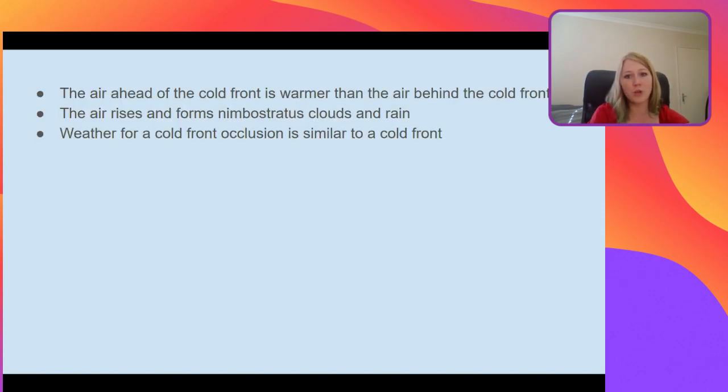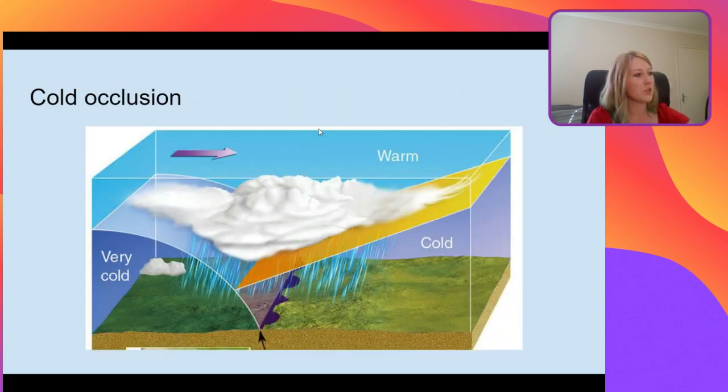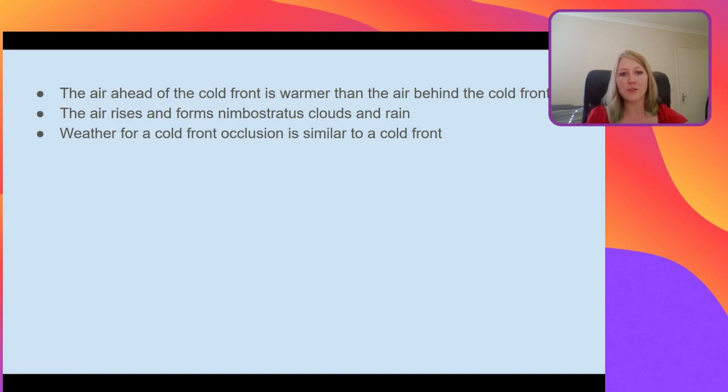Then by my cold occlusion, the air in front of the cold front is warmer than behind the cold front. If I take it back here, this is cold, but this is very cold. Okay, so it mimics a cold front. The air rises and forms stratus clouds, and then the cold occlusion is similar to a cold front.